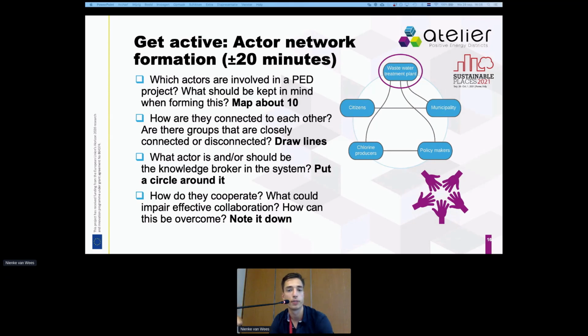So you can start by thinking about the actors involved in setting up a PED project, and you can arrange them in a circle as well, which we have done here in the example. Then you can draw lines between the actors, and from there you can work further on.